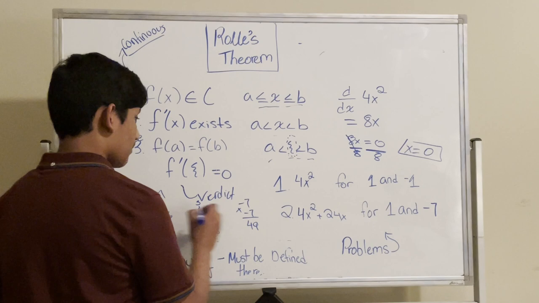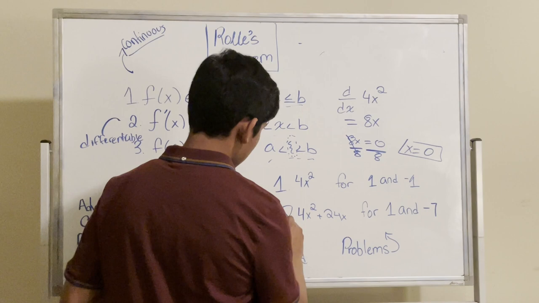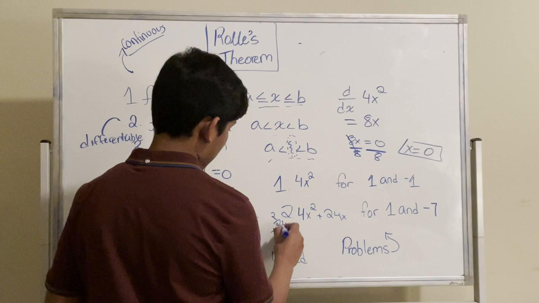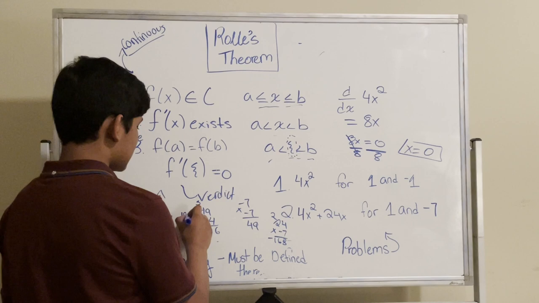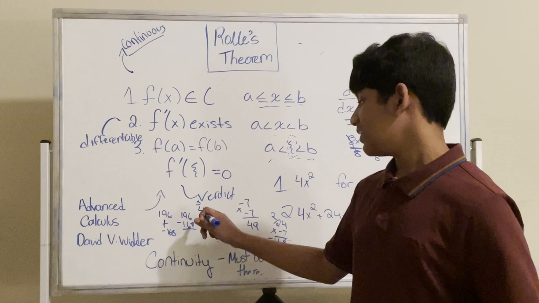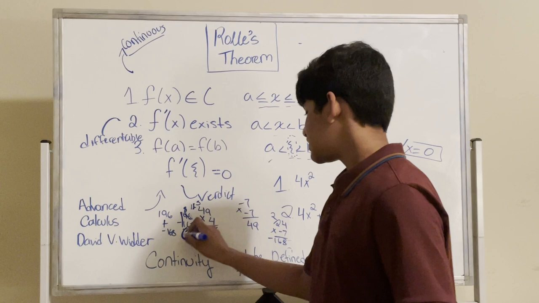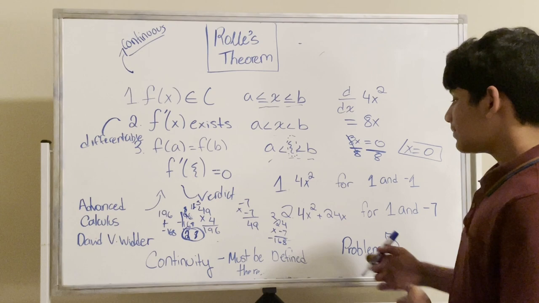Now 196 plus 24 times negative 7. 24 times negative 7: 4 times 7 is 28, 2 times 7 is 14, 14 plus 2 is 16, so minus 168. So plus negative 168. This in turn is just 196 minus 168, which gives us 28. So we got 28 for minus 7 and 28 for 1. So obviously, these are the same.